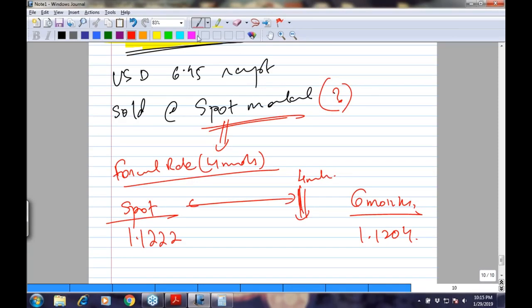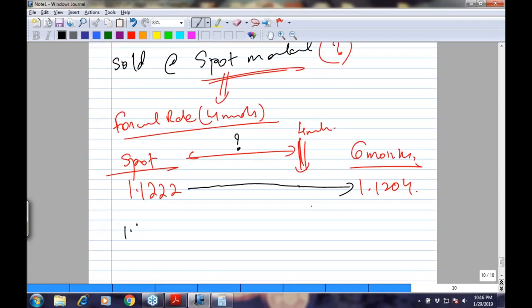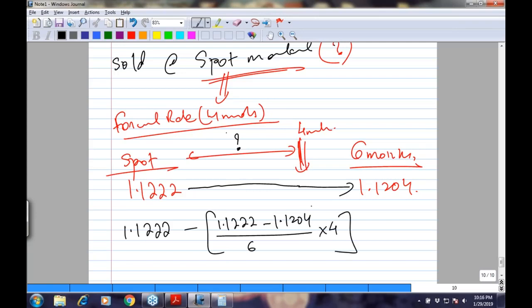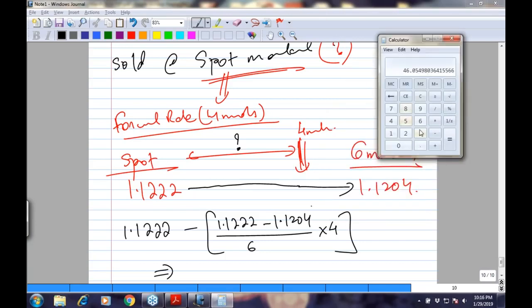So if you see, the exchange rate is declining over a period of time, and declining and declining and declining. So we need to establish by how much the exchange rate would have declined during this period. What we could simply do is say 1.1222 minus 1.1204 divided by 6 multiplied by 4. Why? Because this would have declined for the 4 months period. Resultingly, you could get the expected spot rate in 4 months time.